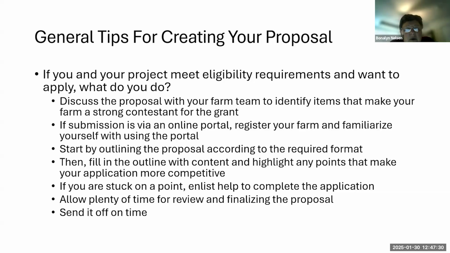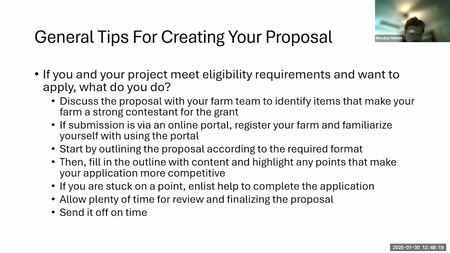Then you want to start outlining your farm's grant application using the required format that is specified in the RFA. As a hint, I like to actually cut and paste the headings in the application. So there might be a project introduction and principal investigator. This is the person who's in charge of the grant. They call them principal investigators. And a budget narrative, things like that. I like to copy and paste these into a Word document.